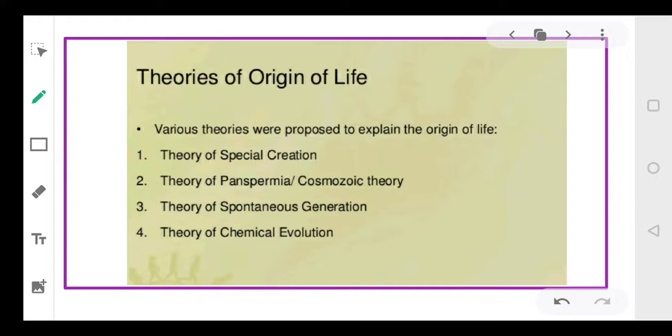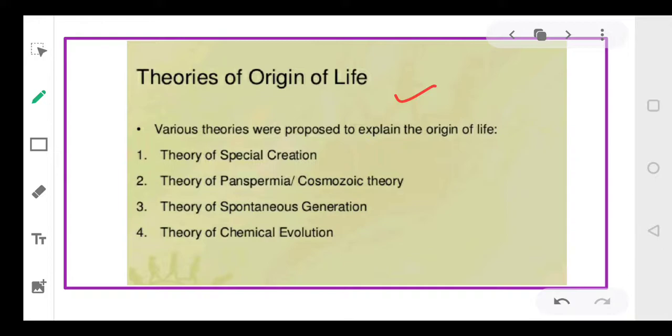Now there are many theories regarding the origin of life. This concept has been a very, very interesting one. There are a number of scientists who gave their own concepts, their own theories, to propose how life would have originated on the surface of the Earth. The very few important ones we'll be discussing here.